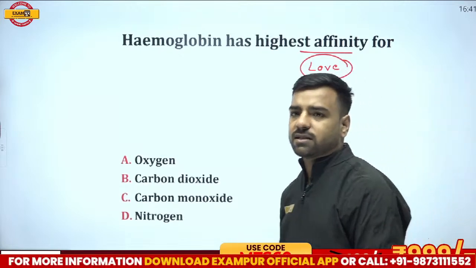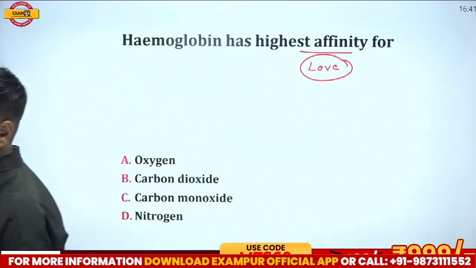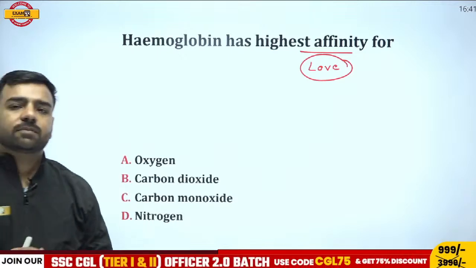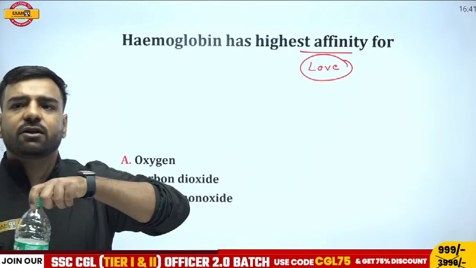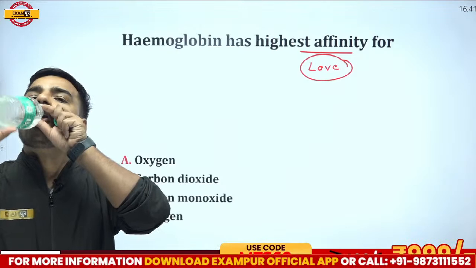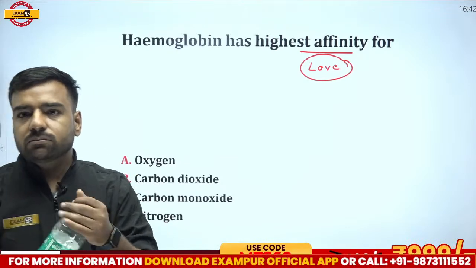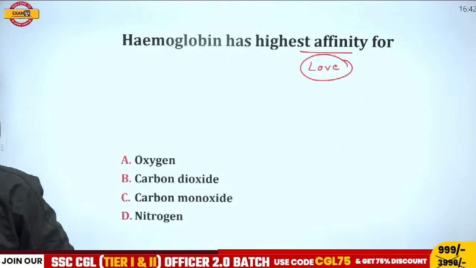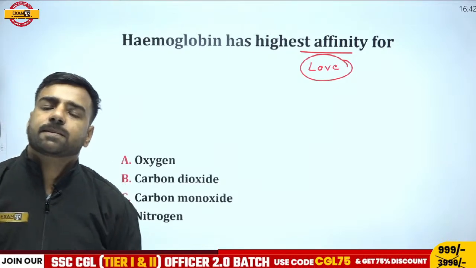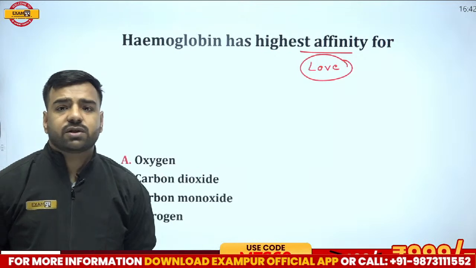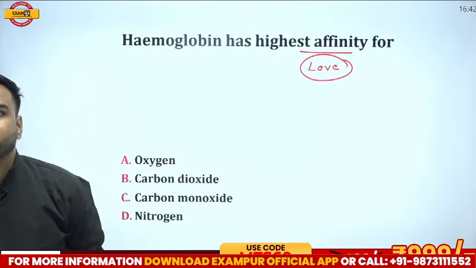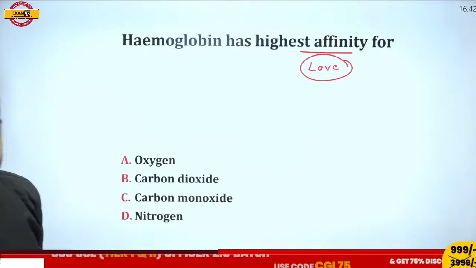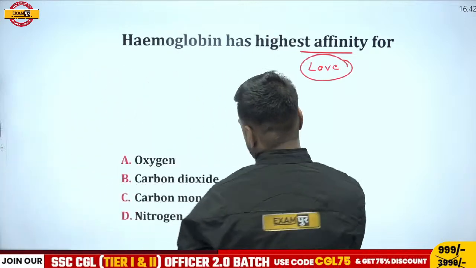What do you think? What is the correct answer here? Answer please. Hemoglobin has the highest affinity towards what? Oxygen, carbon dioxide, carbon monoxide, or nitrogen? And yes, this question is very important, because I know in the first go it may go wrong, but Rohit is totally correct here. The correct answer is carbon monoxide.